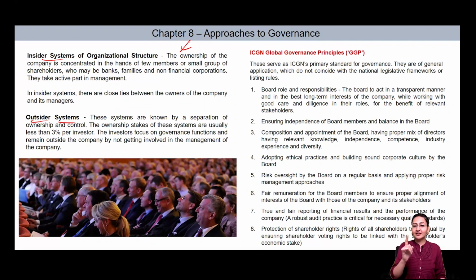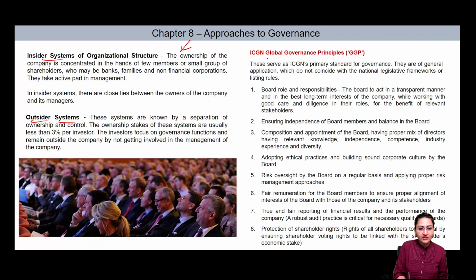So this one person is not the owner. Here, the best agency relationship is seen. The management is different, owners are different. Owners do not keep on interfering in the functions of the business.